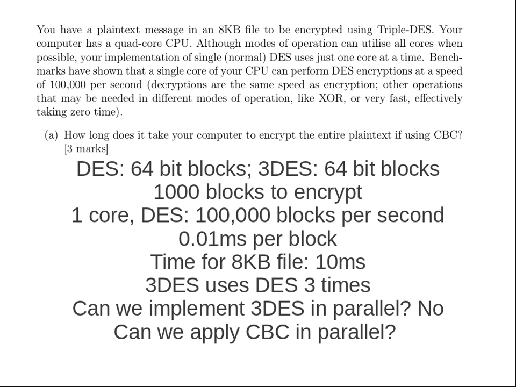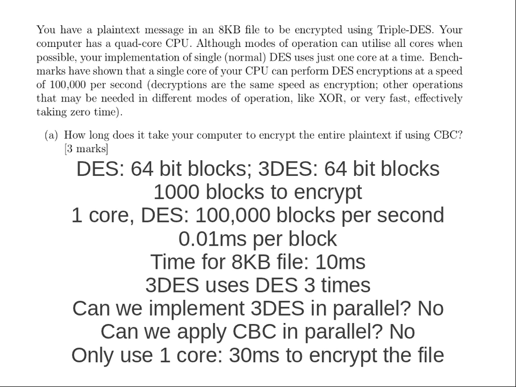The same applies for the mode of operation. Can we implement CBC in parallel? Again, it's no, because CBC encrypts one block, and the next block's encryption depends upon the previous one. So it must be implemented in serial. We cannot make use of the 4 cores in this case. We only use one core, 10 milliseconds for one file using DES, therefore 3 times as much using triple DES. Answer is 30 milliseconds to encrypt the file.